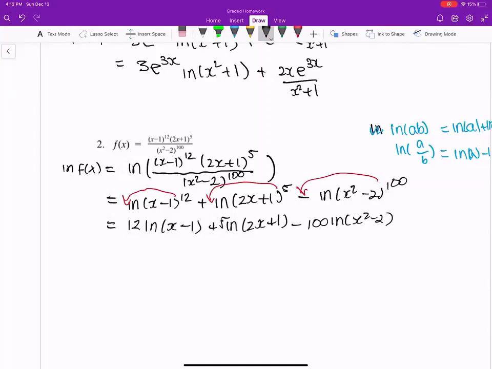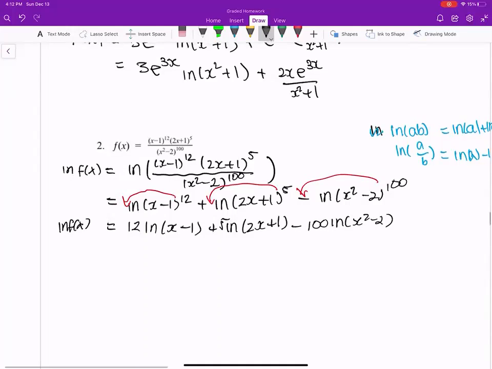Okay, now we have ln f of x. Now let's differentiate both sides. We can do that, right? Take the derivative on both sides. What's the derivative of ln f of x? You get 1 over f of x times f prime x is equal to the derivative of this.